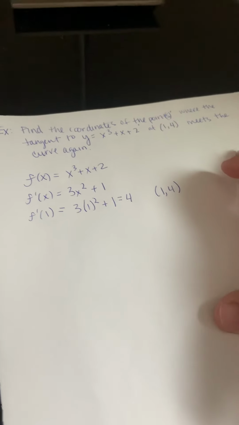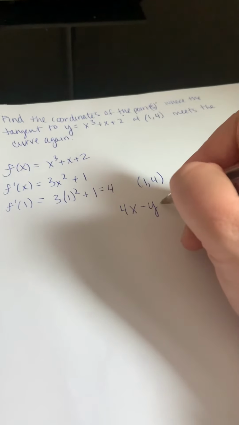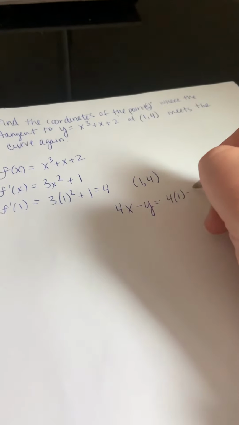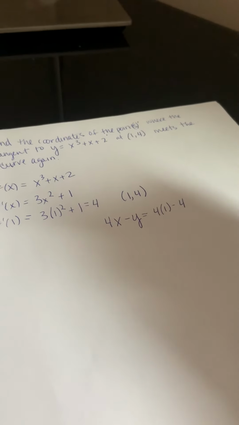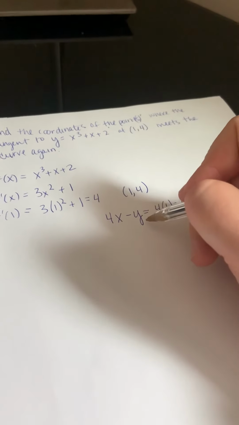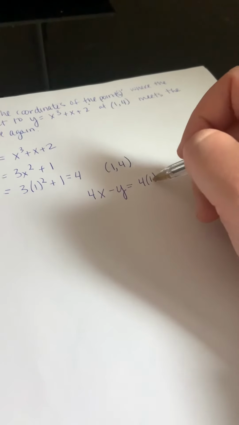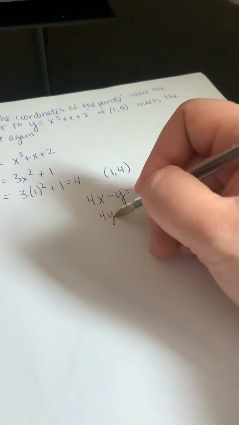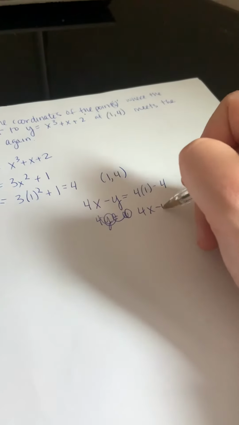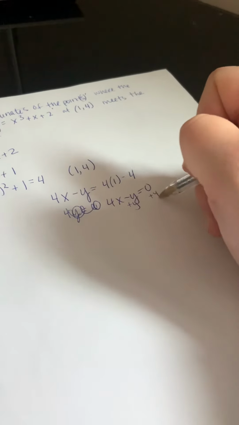So what we can do is take that point and say 4x minus y equals 4 times 1 minus 4. Okay. And then we can say, basically, oops, that's not what I meant to write, 4x minus y equals 0. By solving for y, I'm going to add y to each side.